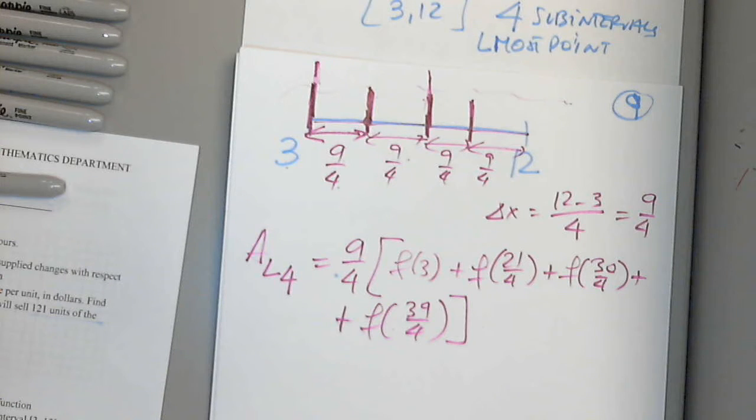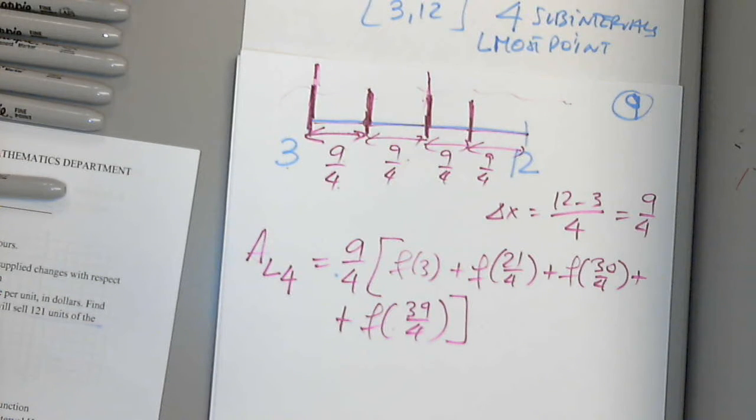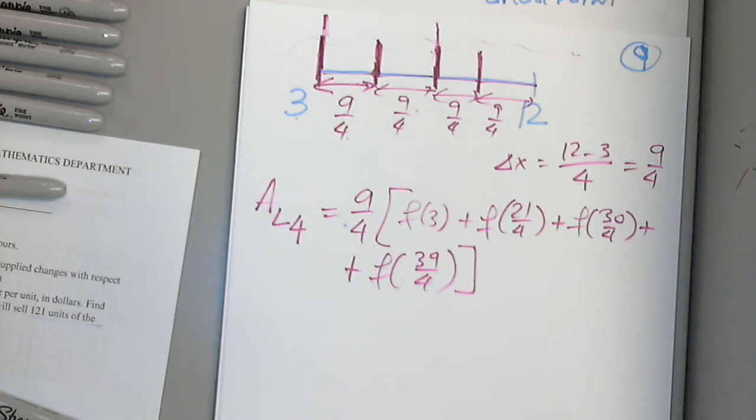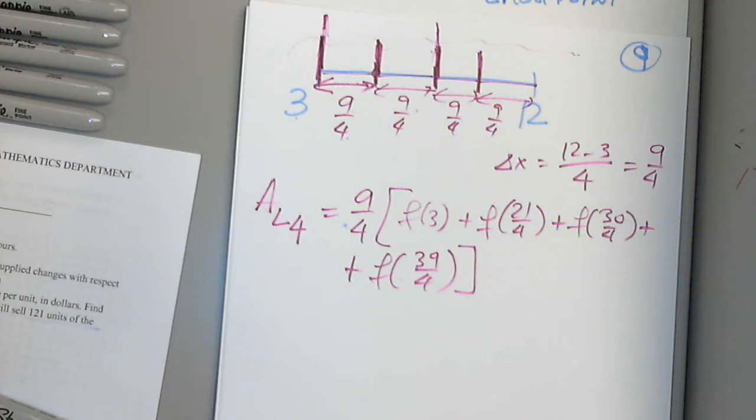Is that clear? Please say no. You want me to explain this again? And then we have to put this in the calculator. Do you want me to explain this again? So it's 3 times 9/4, and then you take that and you multiply that again by 9/4.